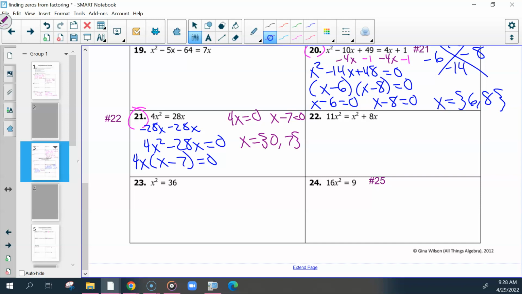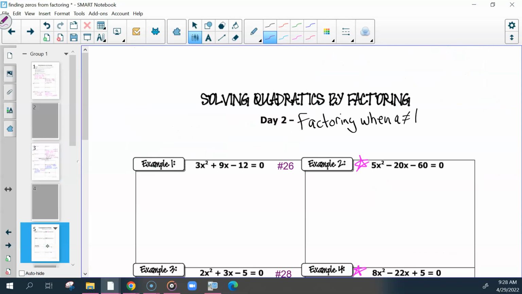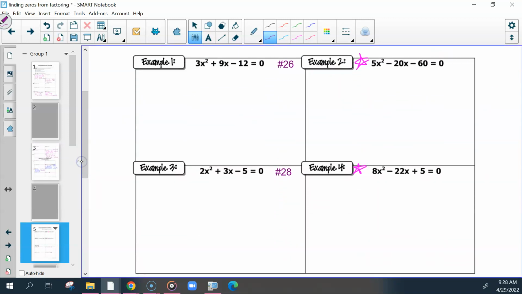I meant to ask this after 20. But on both of those, what questions do we have on either of those? We're going to move on to the next page. Does anyone still need this? We're going to do example 2 and 4.